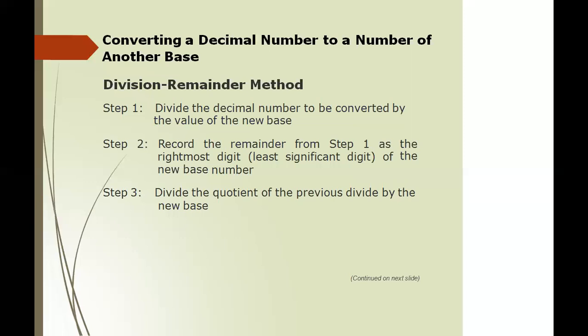And we can convert a decimal number to a number of another base. That is, we also follow three steps. Step one is to divide the decimal number to be converted by the value of the new base. Step two is to record the remainder from step one as the rightmost digit, the least significant digit, of the new base number. And step three is to divide the quotient of the previous division by the new base.